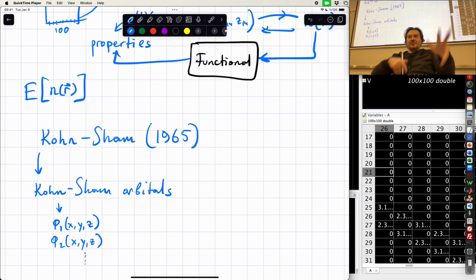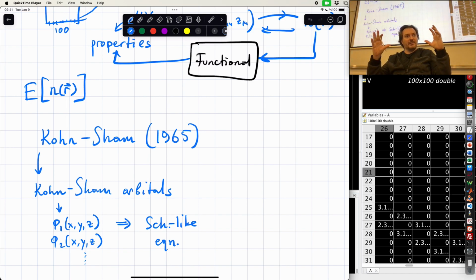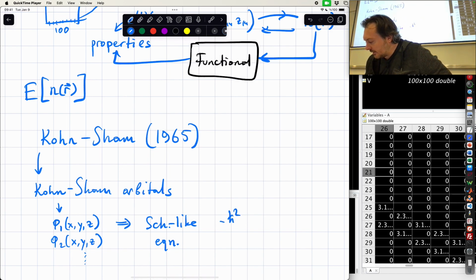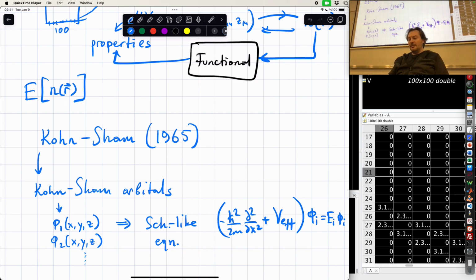Now, after doing all kinds of trickery, you arrive at a Schrödinger-like equation for each of these Kohn-Sham orbitals, okay? Where you have basically minus h bar squared over 2m del squared over del x squared plus some effective potential, times phi i equals epsilon i phi i. So you arrive at a Schrödinger-like equation for each orbital.